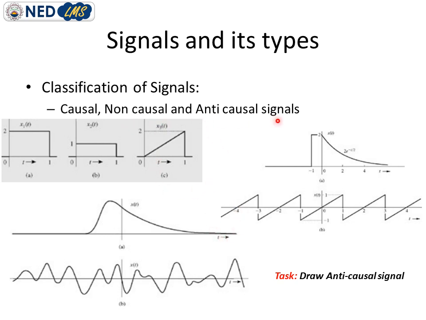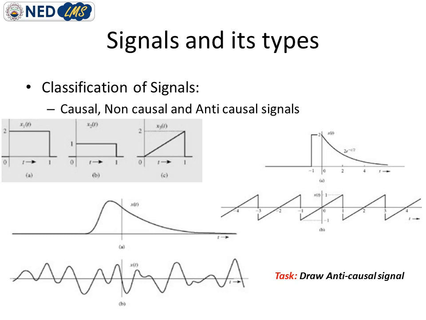Come to the third classification, which is anti-causal signals. Anti-causal signals are those signals that are zero for all values of time greater than or equal to 0. So a signal that is 0 for all time t greater than or equal to 0 is an anti-causal signal.